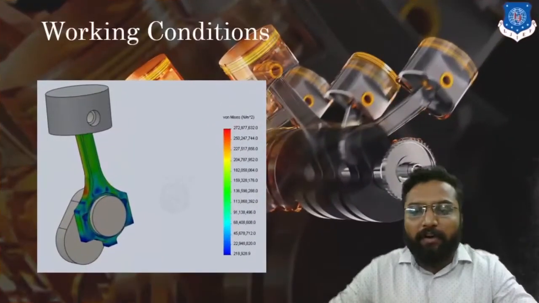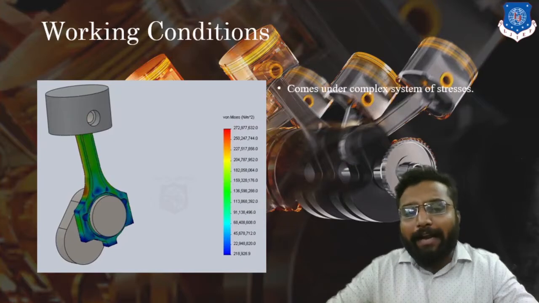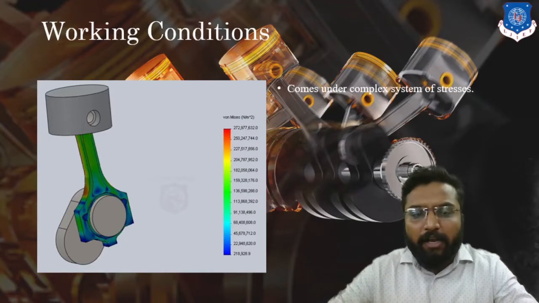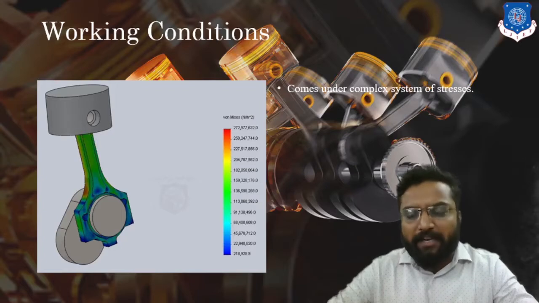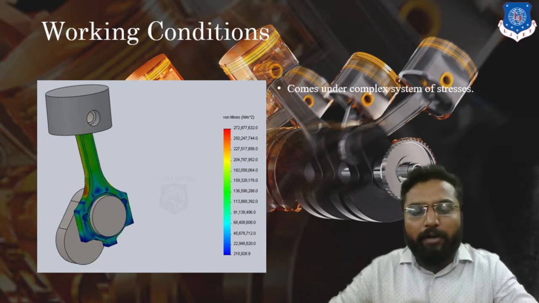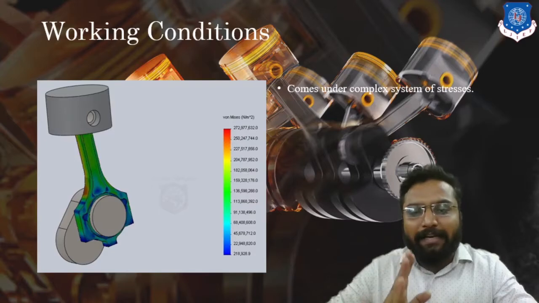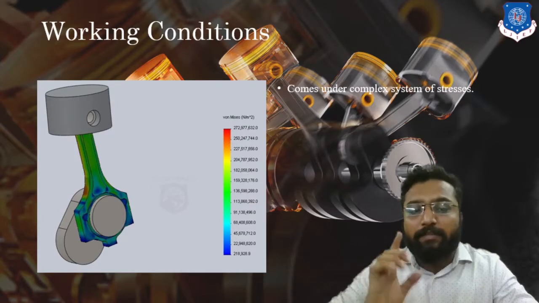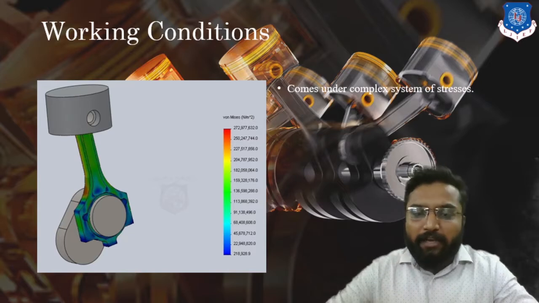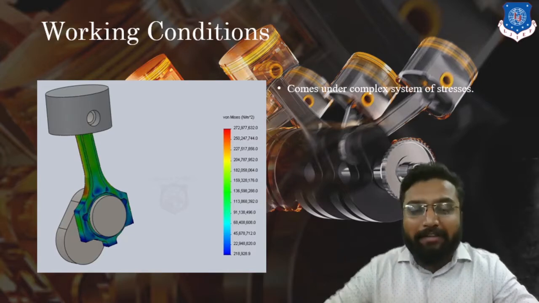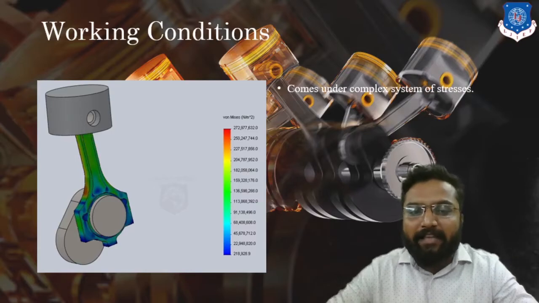Next we are going to discuss working conditions. Our connecting rod comes under a complex system of stresses, or you can say a complex system of forces. How are these forces generated? These forces are mainly generated due to gas pressure. This gas pressure acts on each and every component of our IC engine. This gas pressure generates direct stress on our piston. The piston transmits force in terms of bending stress as well as swinging stress to our connecting rod. This direct stress will try to buckle or bend our connecting rod, which is considered as a short column.